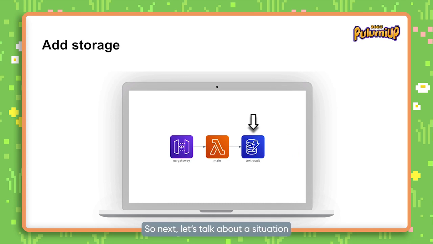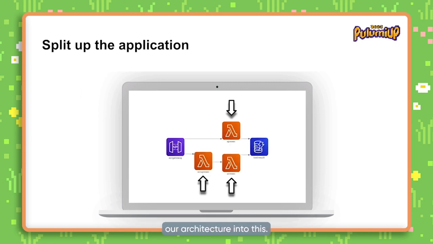So next, let's talk about a situation where your app functionality needs to change and you need to make your app handle things asynchronously. In this case, the reason for doing that is because OCR might be compute heavy, and you might want to run that in a separate unit of compute rather than the APIs, or split it into a separate Lambda. So what we'd like to do is turn our architecture into this.